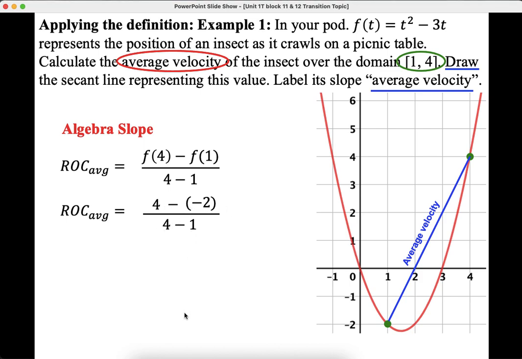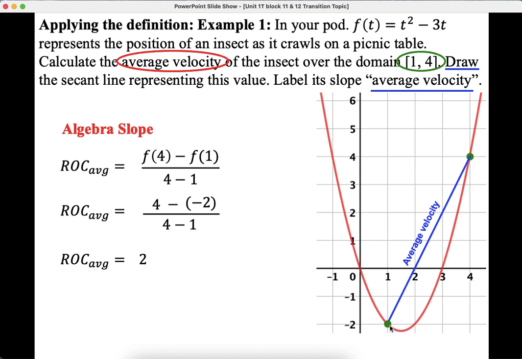For the context of the notes, I'm going to simplify it. So the top ends up being 6, and the bottom ends up being 3, and 6 divided by 3 is 2. And we can see that on this line, right? We go up 1 over 2, up 1 over 2, up 1 over 2. We know it has a slope of 2. So the average rate of change is that this bug, on average, is traveling 2 meters per second through these 3 seconds.